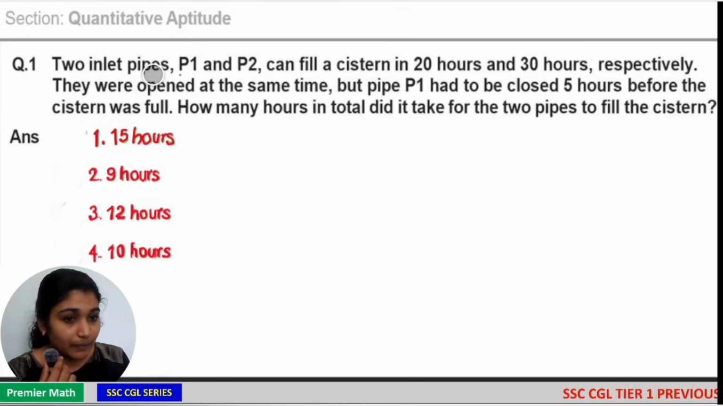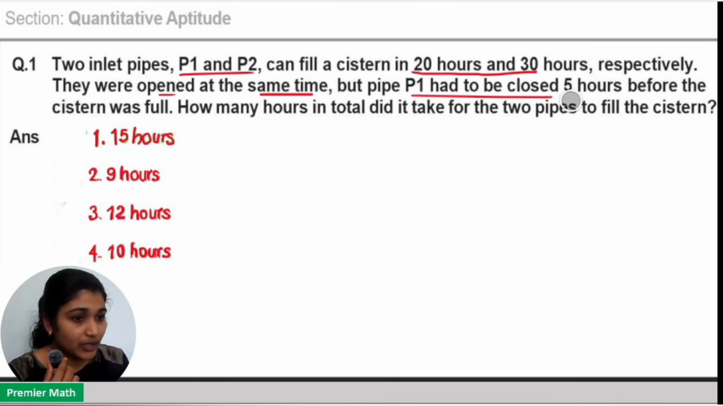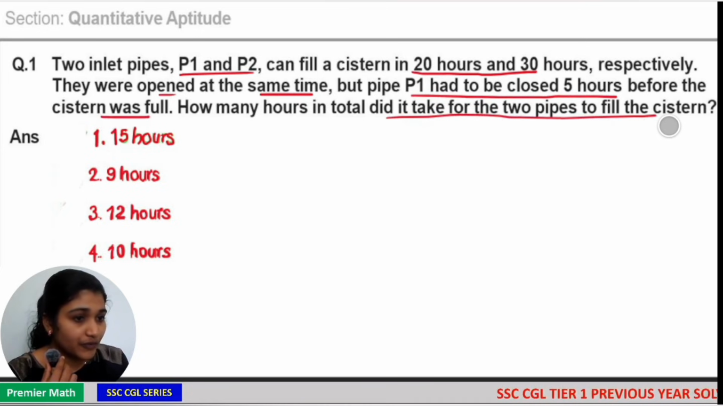Two inlet pipes P1 and P2 can fill a cistern in 20 hours and 30 hours respectively. They were opened at the same time, but pipe P1 had to be closed 5 hours before the cistern was full. How many hours in total did it take for the two pipes to fill the cistern?